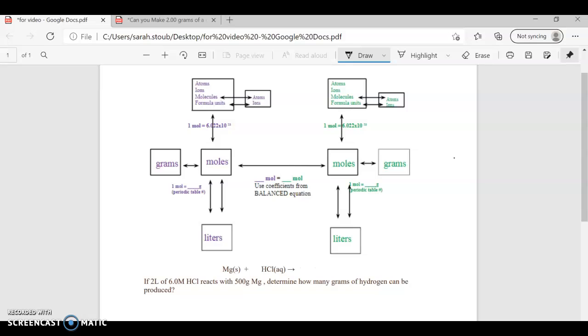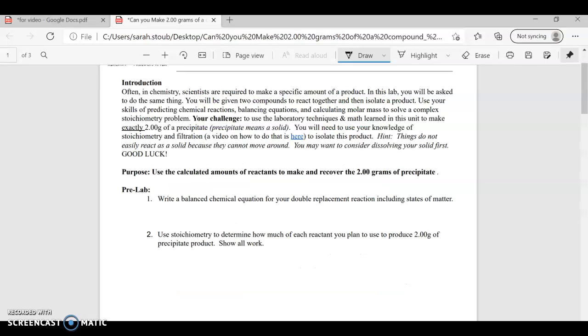Hi there, I want to help you get started on your 2-gram challenge. I'm going to do this problem for you using the mole map. This is the problem that we did in class. I kind of broke it down where I'm not showing the products here to hopefully help you with the 2-gram challenge. Let's take a look at that real quick.